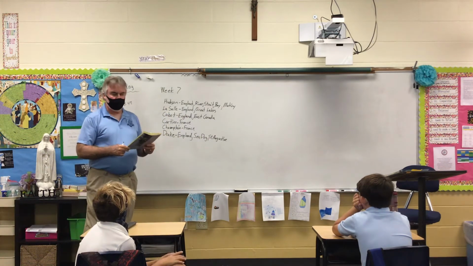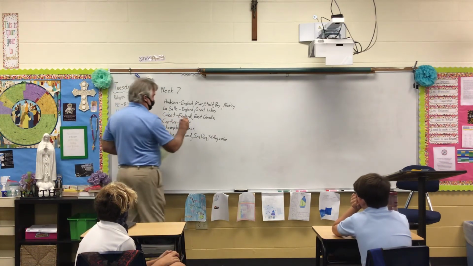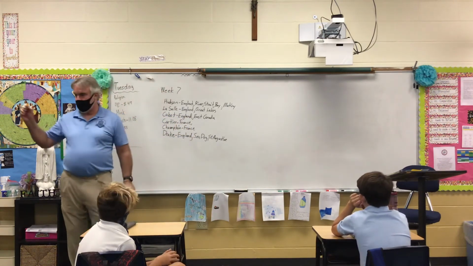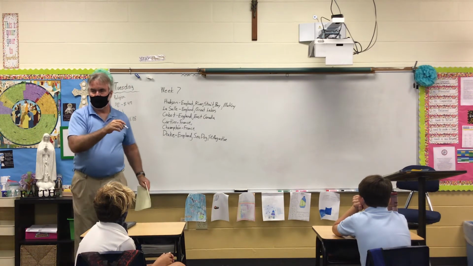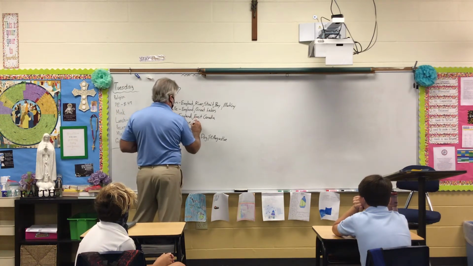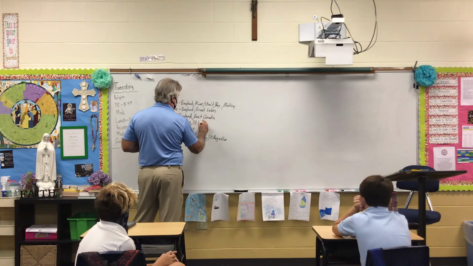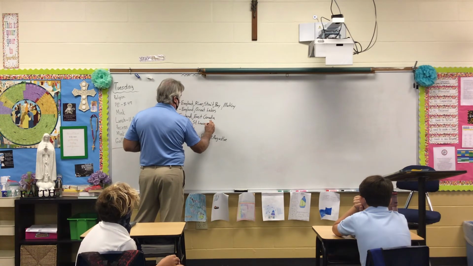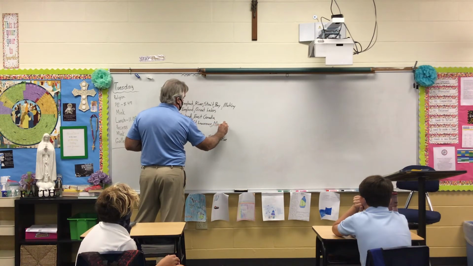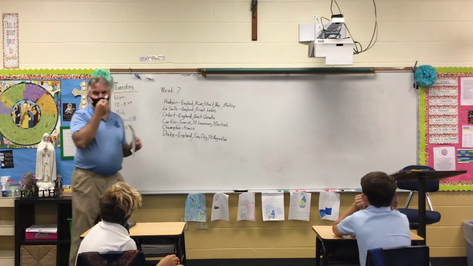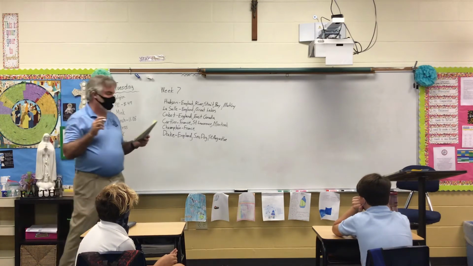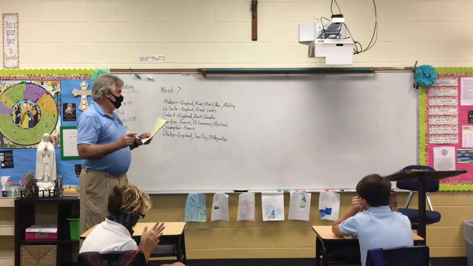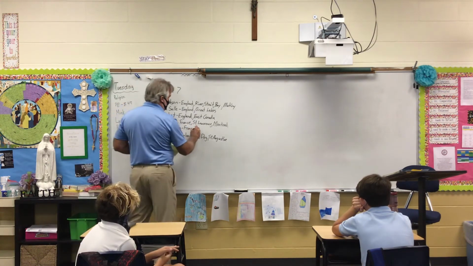Cartier, he was the one that found the St. Lawrence Seaway. This is a passageway from the Atlantic that goes to the Great Lakes. Okay? St. Lawrence Seaway. And he also discovered Montreal, where they called it Mount King Mountain. Okay? Champlain, he was the one that discovered Quebec.